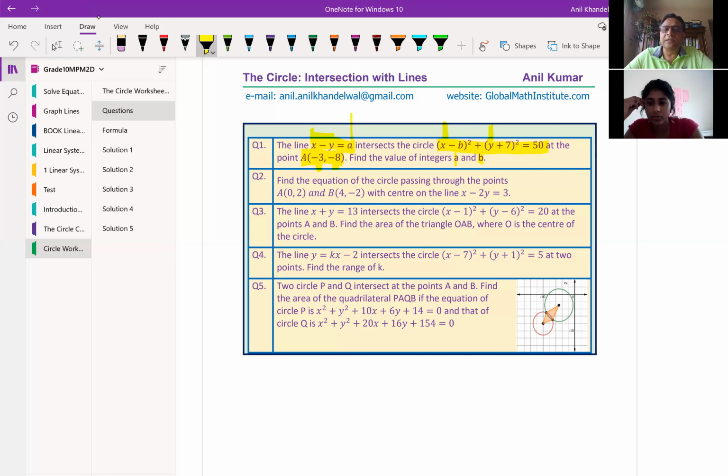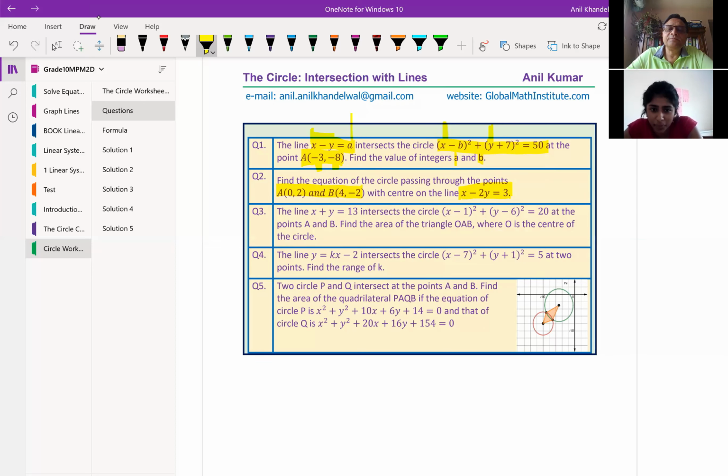Okay, question number 2, please. Find the equation of the circle passing through the points A(0, 2) and B(4, minus 2), with a center on the line x minus 2y equals 3. Correct. So we have 2 points on the circle itself, and then we are saying that the center is on a given line. So, Amy, how will you answer this particular question?